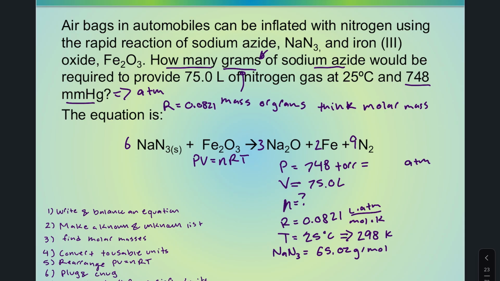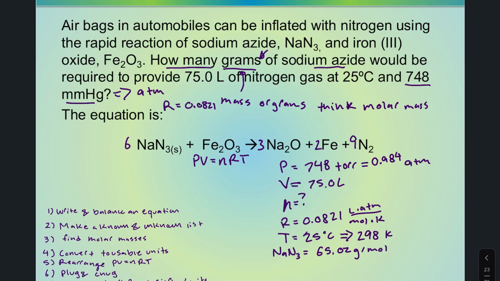Now, the next step is to convert to usable units. So far, the only thing that's not in usable units right now is our torr. So we'll do that over here. 748 torr, or millimeters of mercury, same thing, divided by 760 torr per 1 atmosphere. And what we get out of that is going to be 0.984 atmospheres. So I'll put 0.984 atmospheres there.